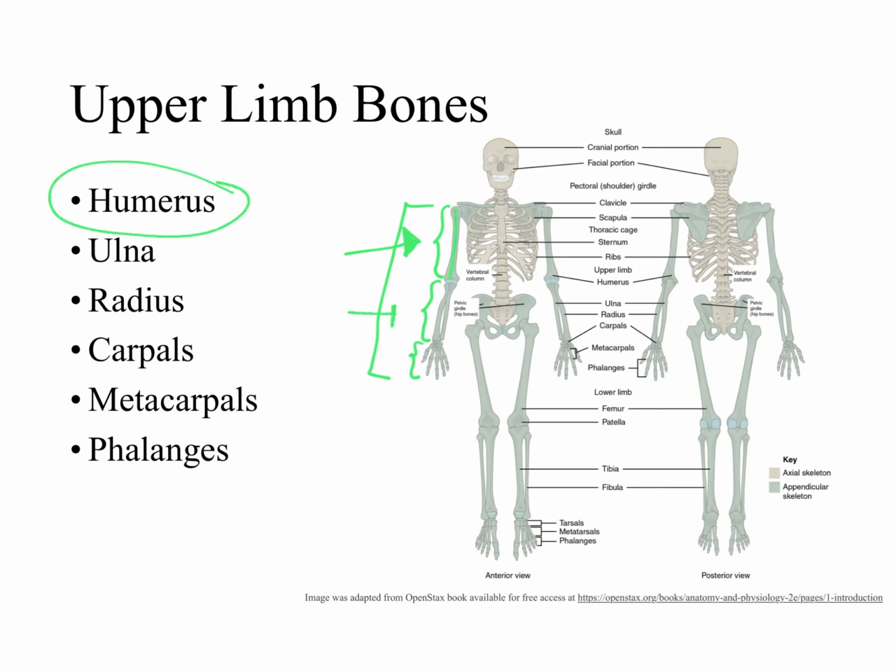The forearm has two bones, which are named ulna and radius. The hand has 8 carpal bones, 5 metacarpal bones, and 14 phalanges. Now we will go over the bone features, the details we find in each of these bones in our upper limbs.